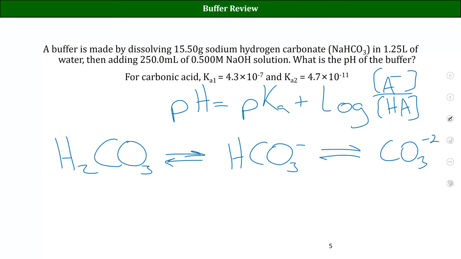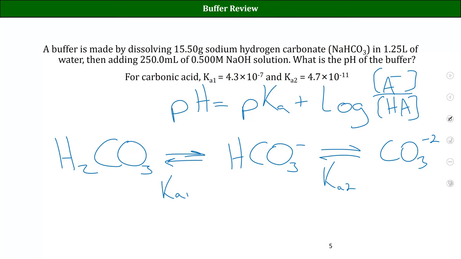What about the sodium? Does that not matter? It's a spectator ion. It's not going to affect pH at all. So Ka1 is for this process, the first proton being pulled off of carbonic acid. Ka2 is for the second reaction. Which one of those is actually the equilibrium process that's going to be happening here? Why? We're starting in the middle, and then working our way out. But which direction? And how do we know that?